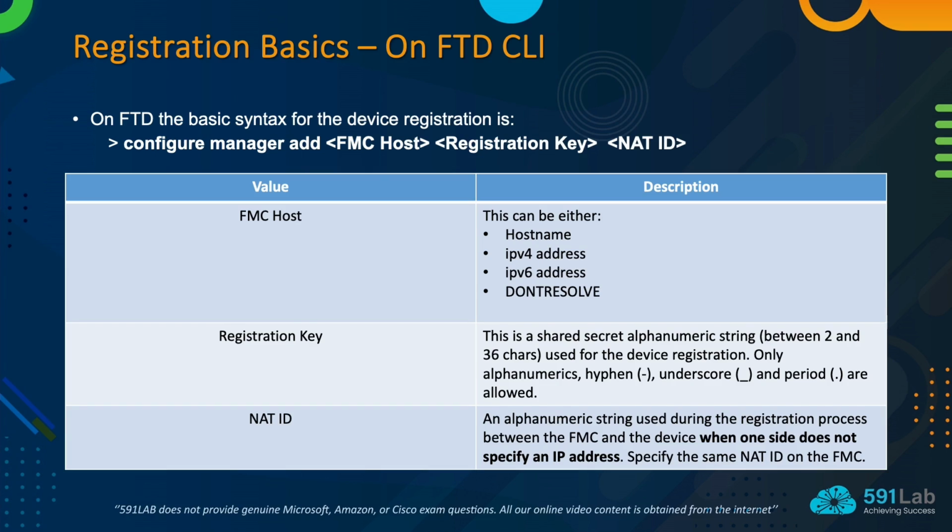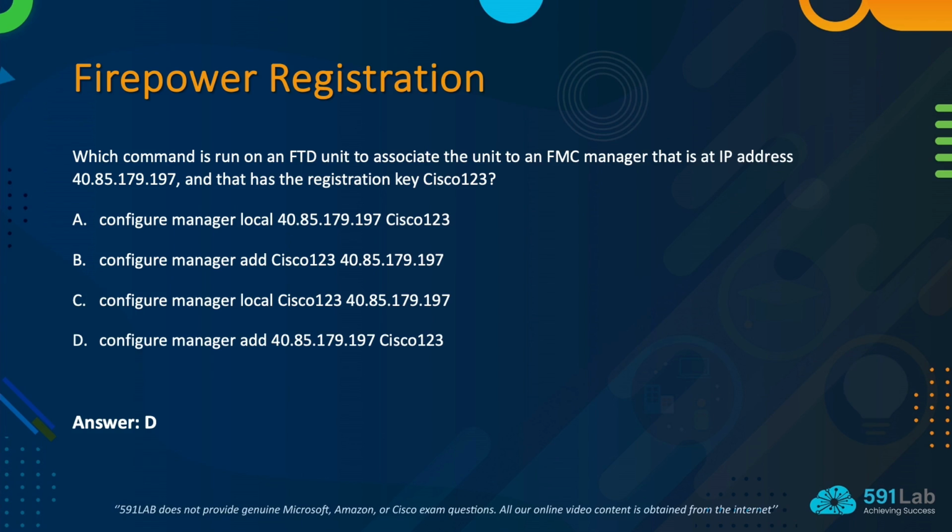The NAT ID is also an alphanumeric string used during the registration process between the FMC and the FTD device when one site does not specify an IP address. Specify the same NAT ID on the FMC in order to proceed with the registration. Hence, the answer is D, which is configure manager add 40.85.179.197 Cisco 123.